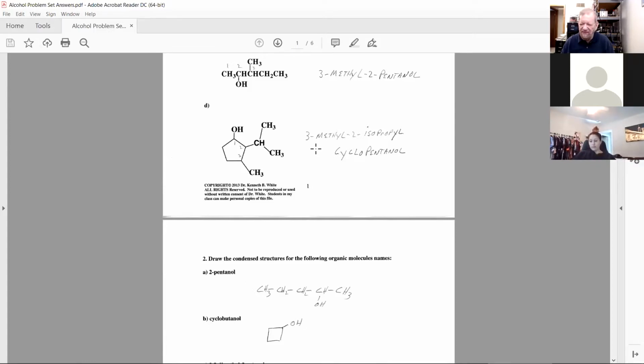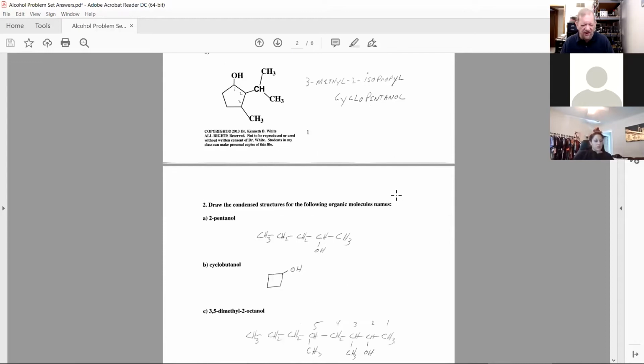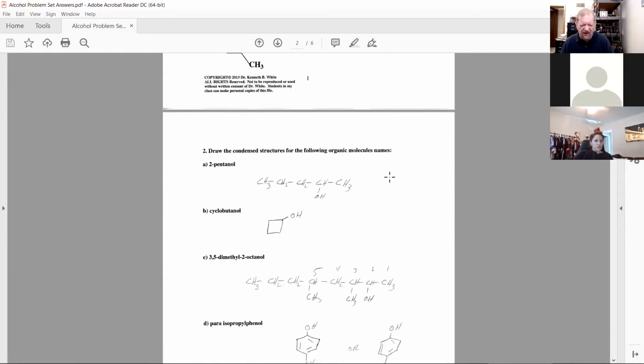Wow, that's a mouthful. But if you wanted to, and I would accept it even though this is the correct IUPAC, if you had put 2-isopropyl, 3-methyl, I'd accept that. All right, there are 2 skills for nomenclature in organic chemistry and on my test. The first one is, here's the structure, give the IUPAC name. The second one is, here's the name, draw the structure.